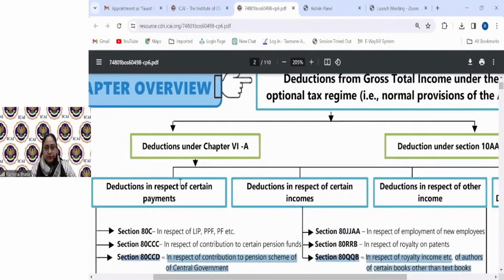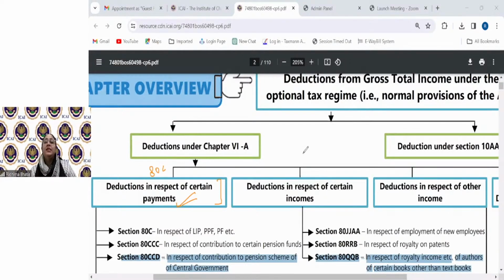So these are certain payments, that is, if the assessee has made a certain expenditure or certain investment in a year, only then these would be allowed. Starting from 80C, and we'll see what all are allowed.